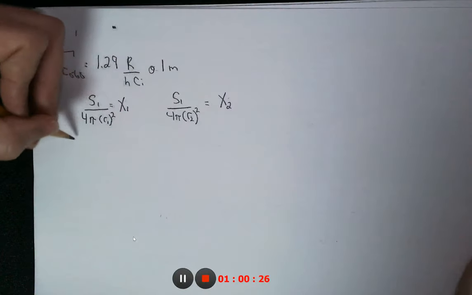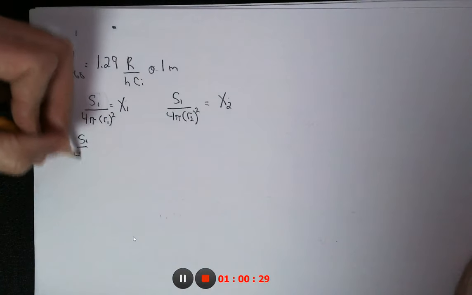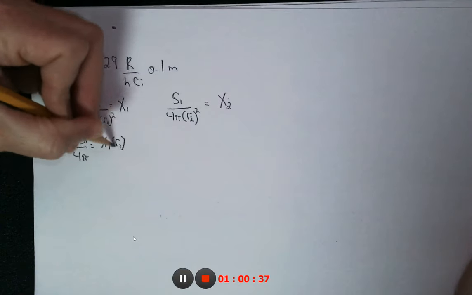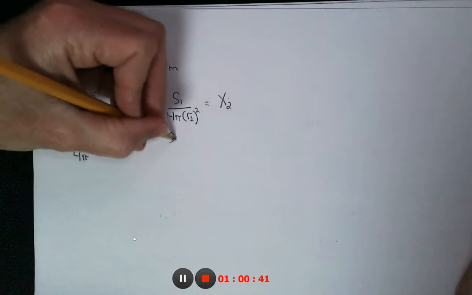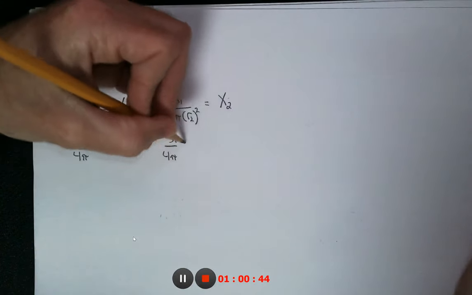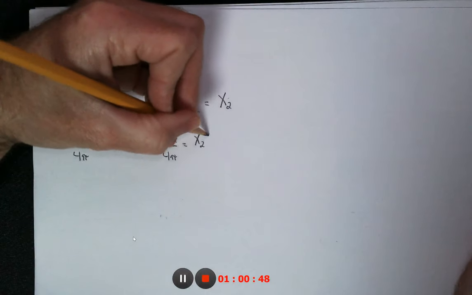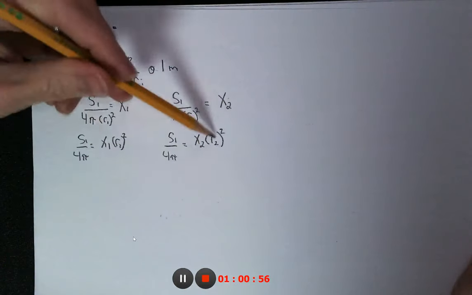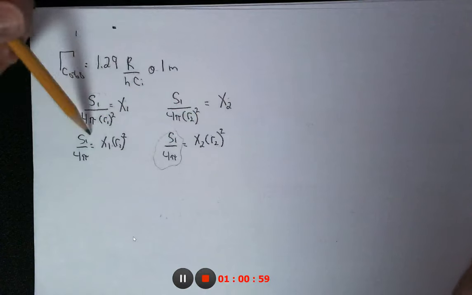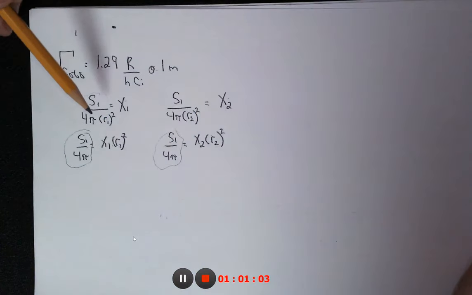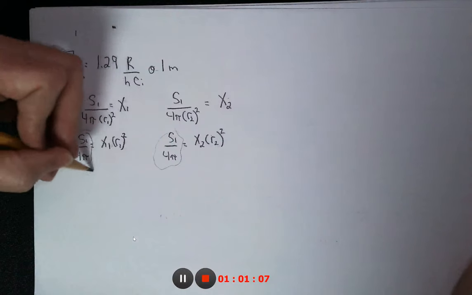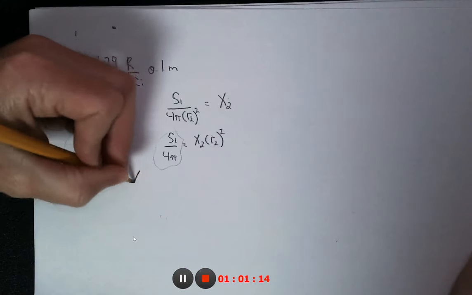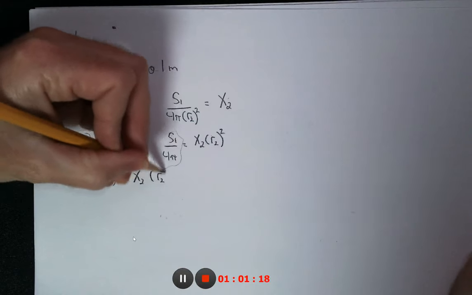So we end up, if we bring this up to the top, with S1, 4 pi equals X1, R1 squared. And then over here, same thing, S1, 4 pi equals X2, R2 squared. So now this and this are equal to each other because they're equal to this, which is the same. And that's basically where the nature of our inverse square law comes from. So X1 R1 squared is now equal to X2 R2 squared.